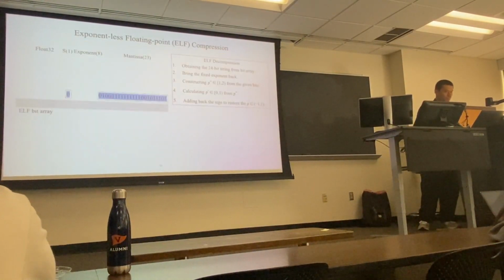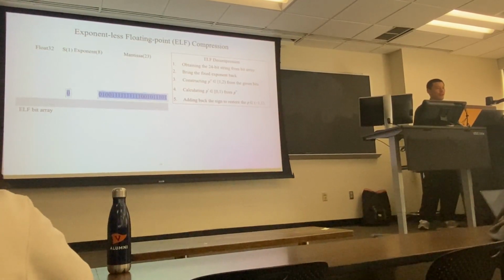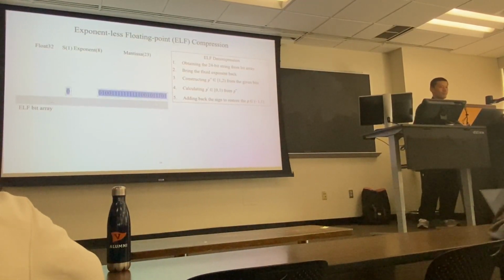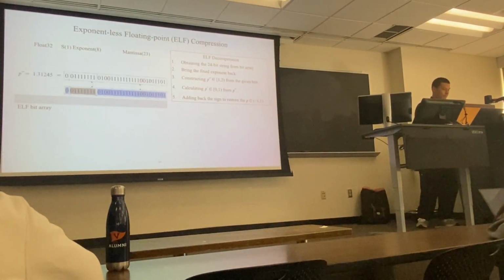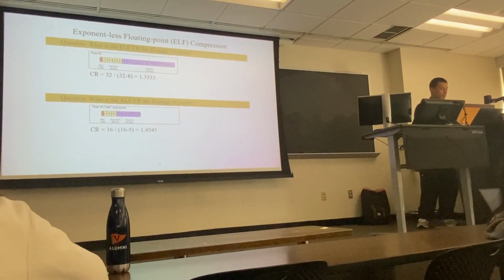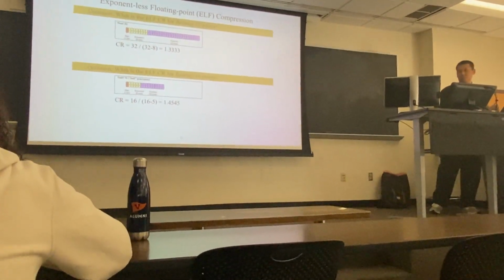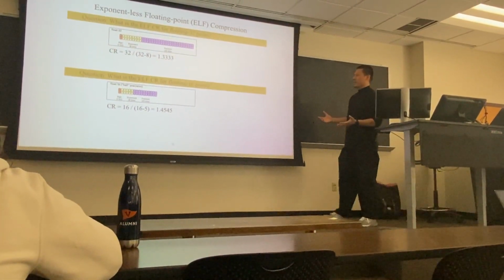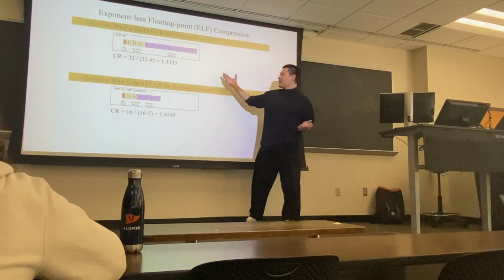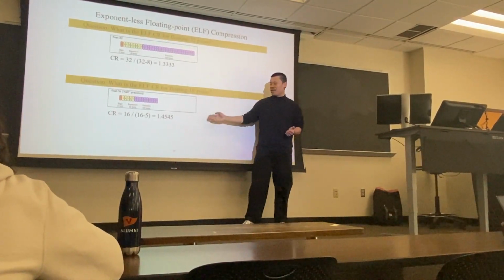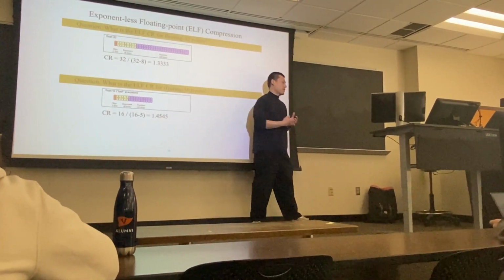So, do you guys have any questions about the F compression and decompression? If not, let's jump to the calculation, which is simple. We remove the exponent, and we do the divide. 1.333, 1.454545. And that's it.